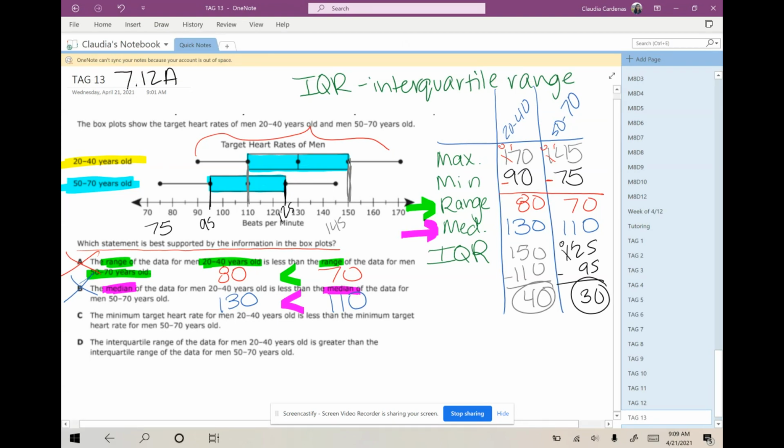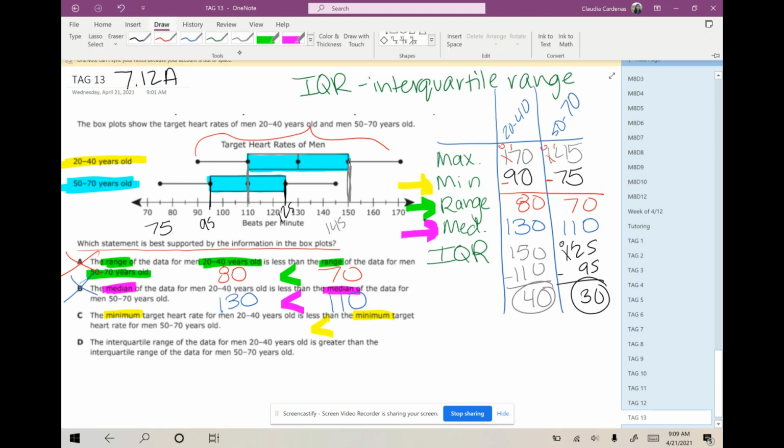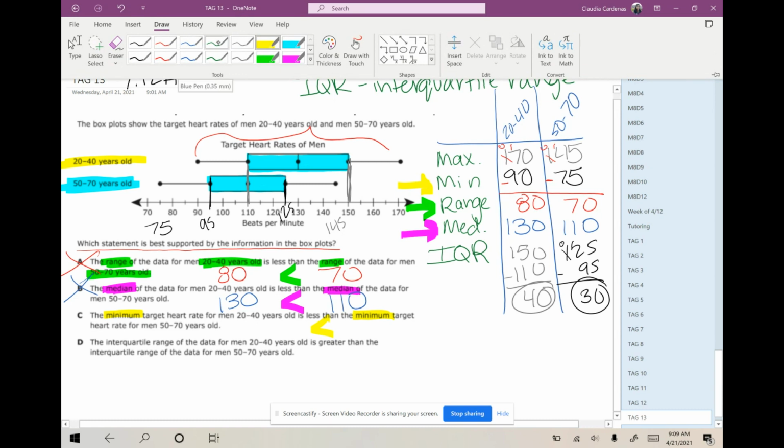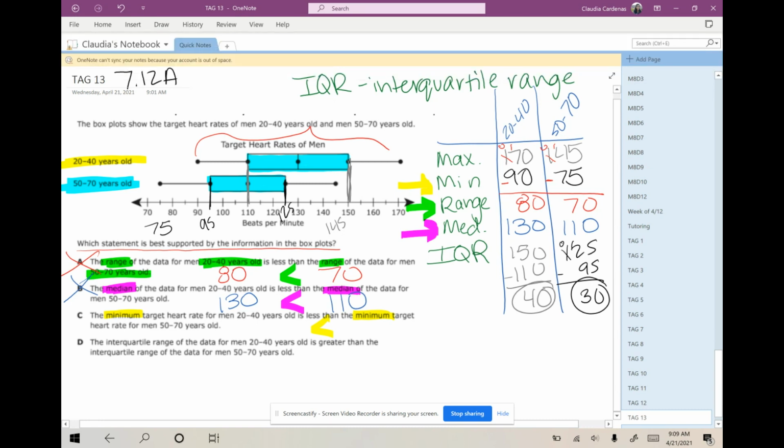So this is why the chart is like my favorite thing in the world. The minimum target heart rate for men 20 to 40-year-olds is less than the minimum target heart rate for men 50 to 70-year-olds. So we're looking at the minimum here, which is this row. And so I see the minimum for 20 to 40-year-olds is 90. And is that less than the minimum target rate of 75?